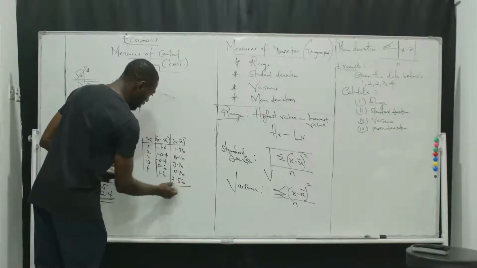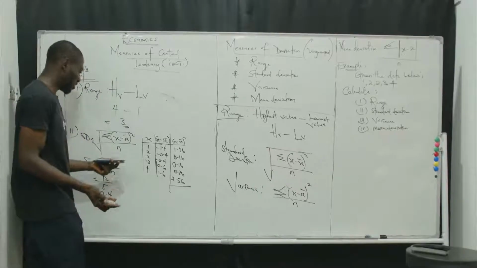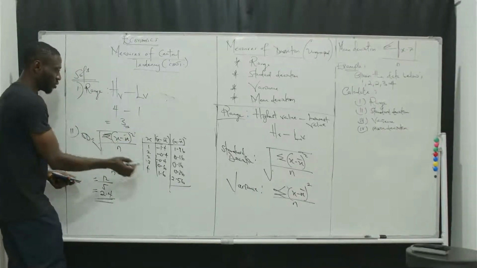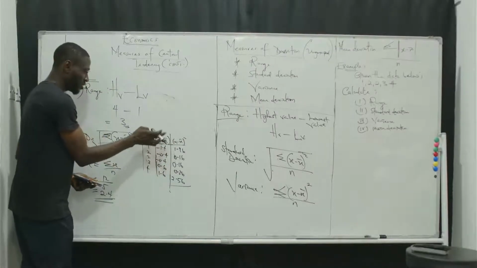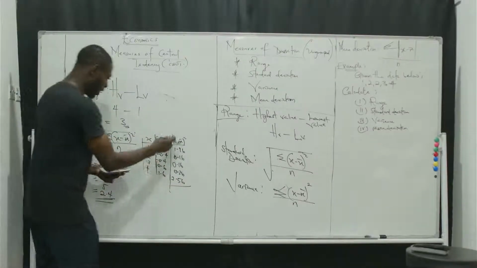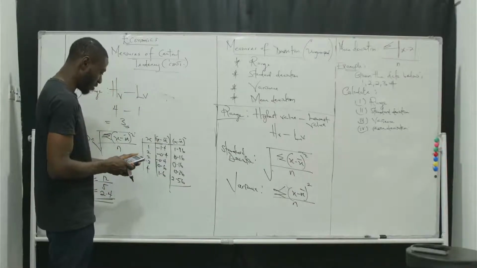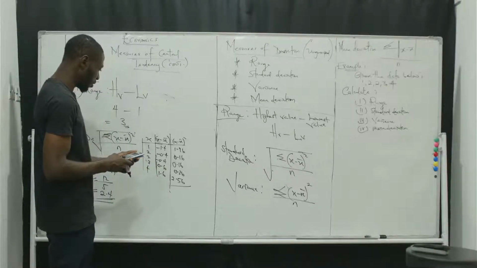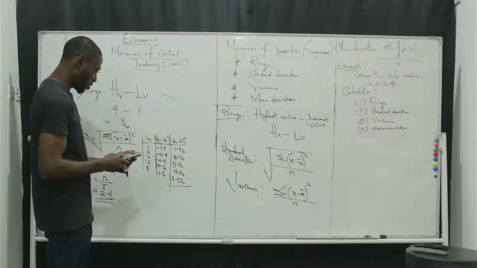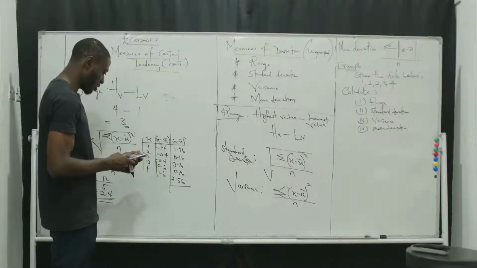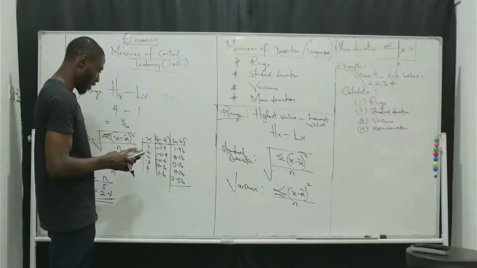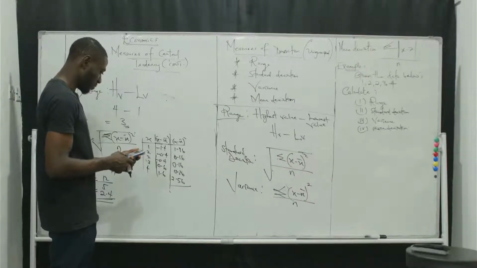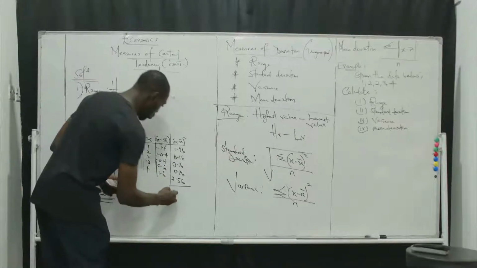You see, that's very simple. So once you have done this, x minus x bar all squared, what do you do next? Summation. You don't need this guy again. What you just need is to sum this guy up. So let us sum up. So 1.96 plus 0.16 plus 0.16 plus again 0.36, then plus 2.56. All right. So I'm having 5.2.